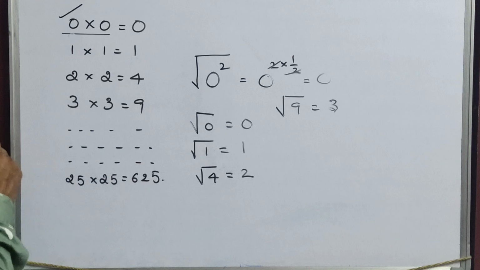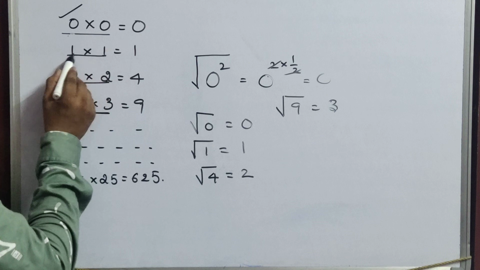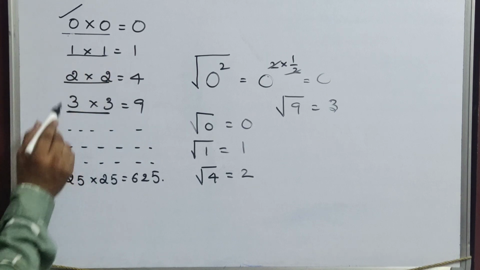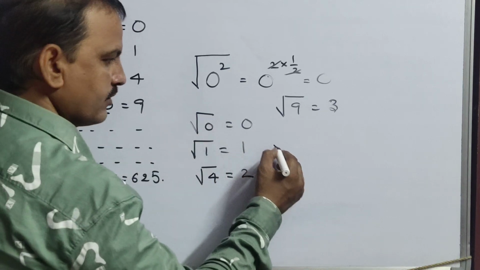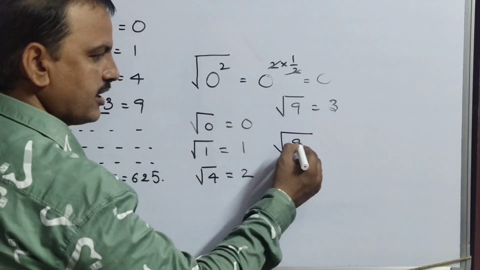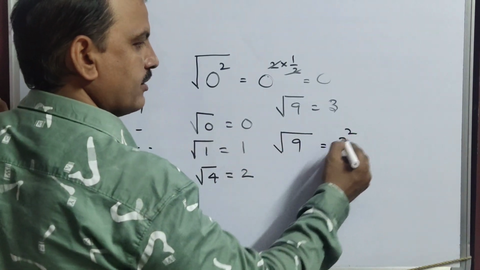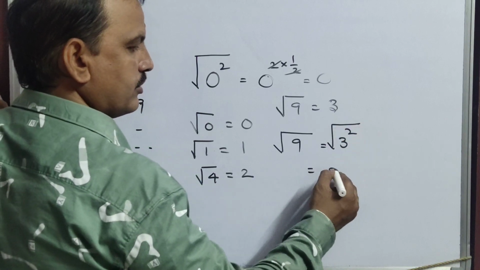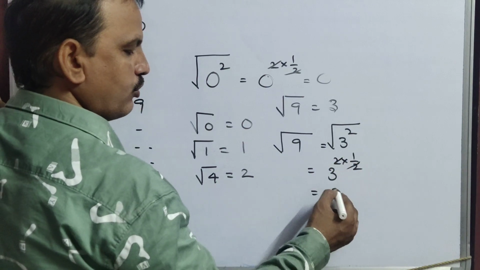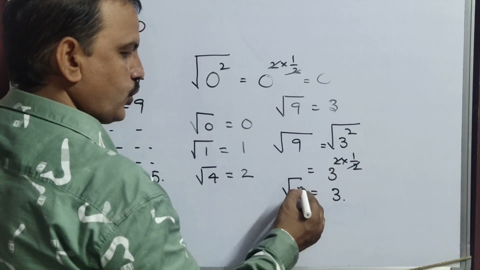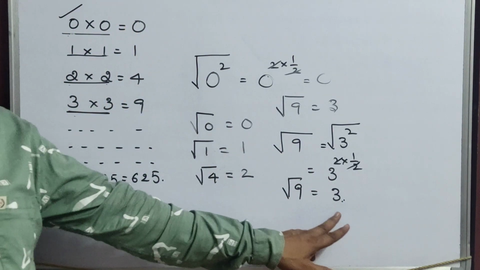What do you observe, children? If you observe clearly, all are pairs of the same numbers. 1, 1, same number. 2, 2, same. 3, 3, same. Why? Suppose 9 is there. How can 9 be written actually? 3 square. So 3 square to the power 1 by 2, the 2s get cancelled. So what did you get? 3. That means the square root of 9 equals 3.